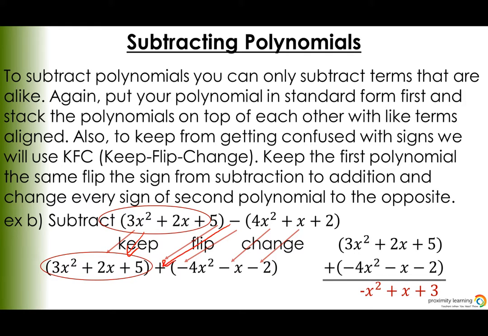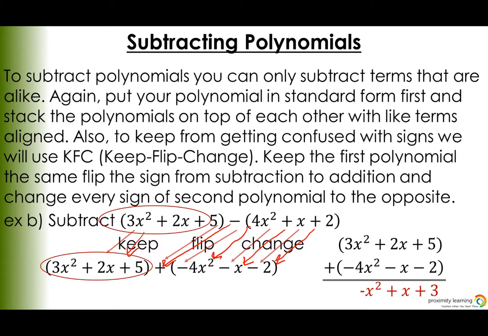We are now going to change every single sign in the second polynomial. 4x squared becomes negative 4x squared. Positive x becomes negative x. And positive 2 becomes negative 2. Let me restate that real quick. 4x squared becomes negative 4x squared. Positive x becomes negative x. Positive 2 becomes negative 2.